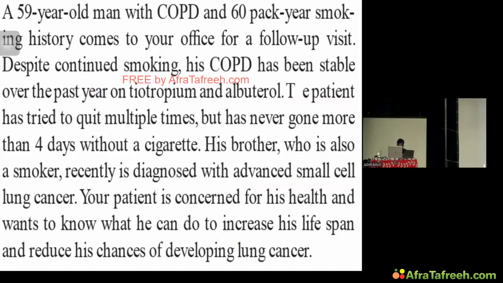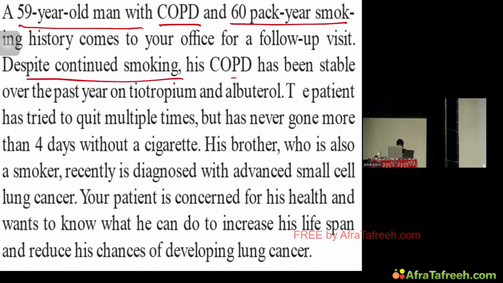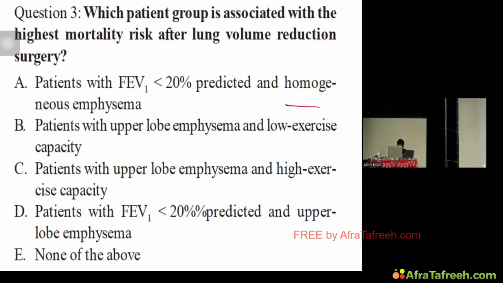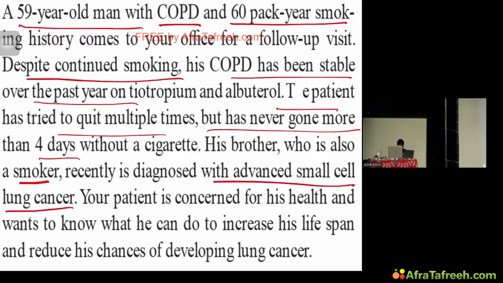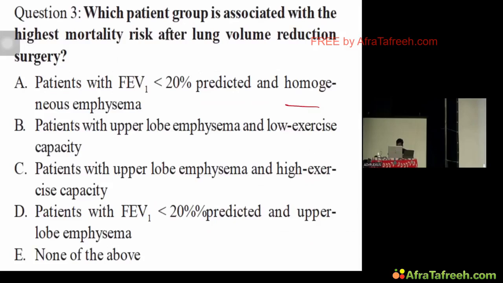A 59-year-old man, COPD, smoker. Despite continuous smoking, he has been stable for the last 1 year on medications. Okay. The patient tried to quit several times, but has not stopped for more than 4 days. His brother is also a smoker, recently diagnosed with advanced small cell carcinoma of lung. Your patient is concerned for his health and wants to know what he can do to increase his lifespan and reduce his chances of developing lung cancer. Which patient group is associated with highest mortality after lung volume reduction surgery?